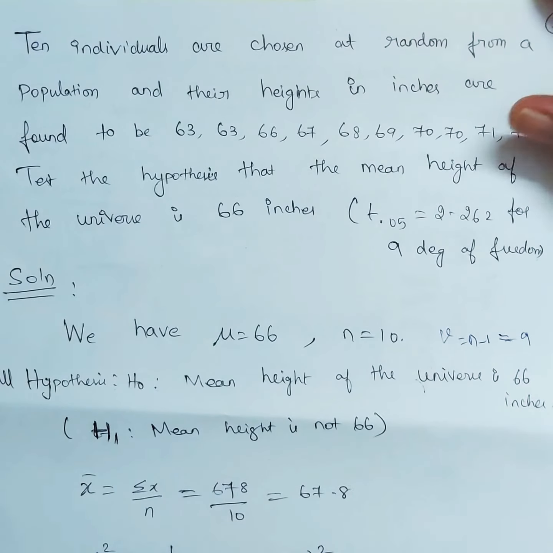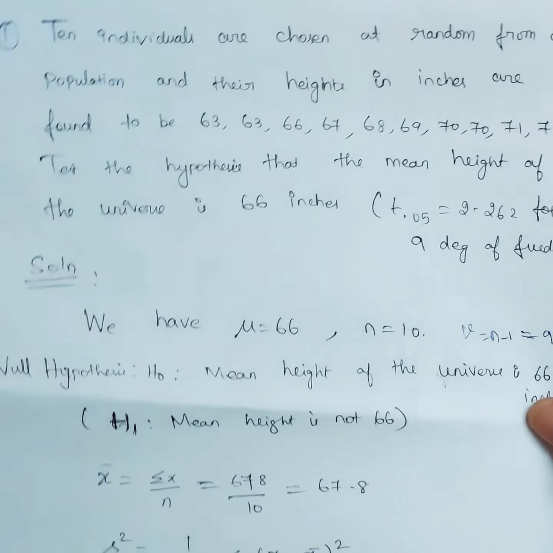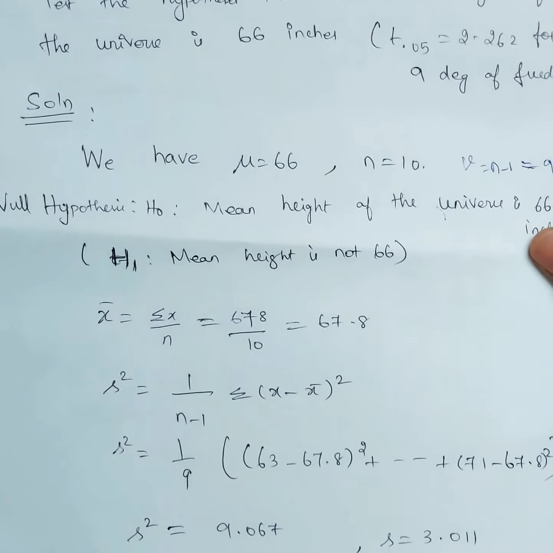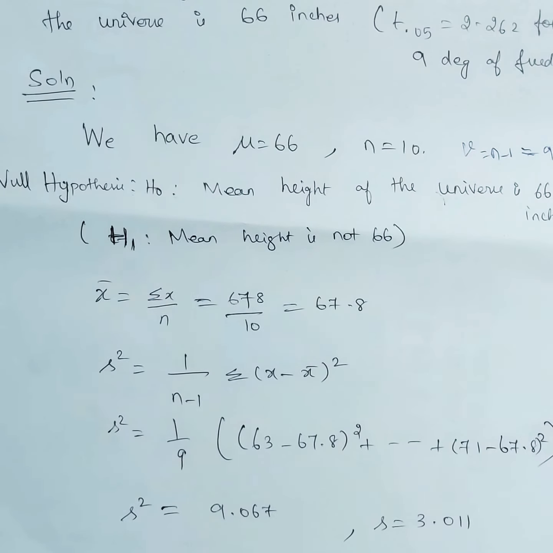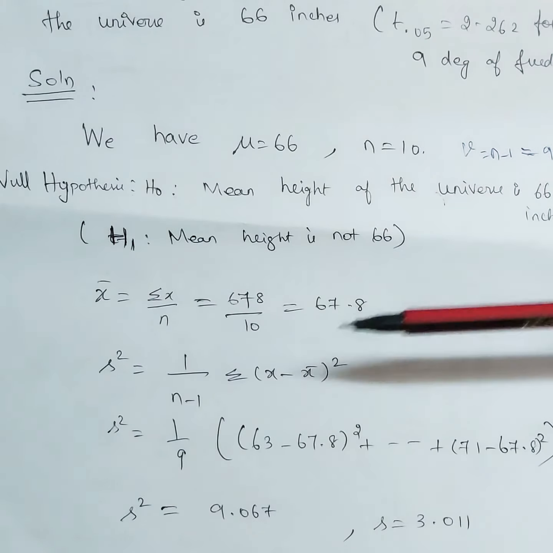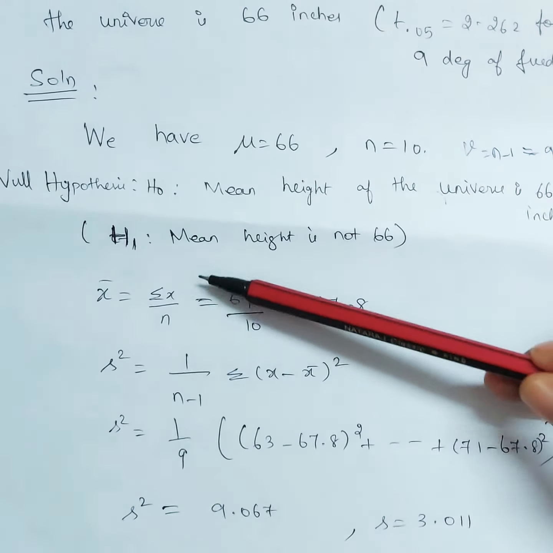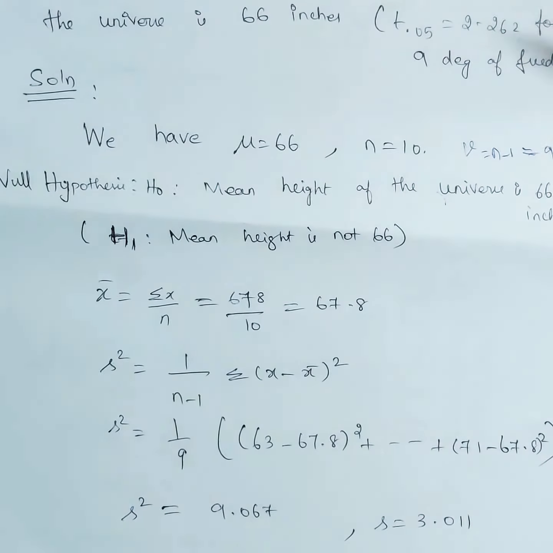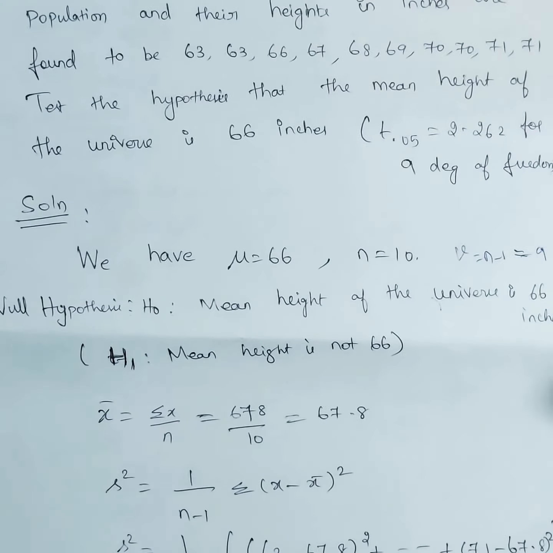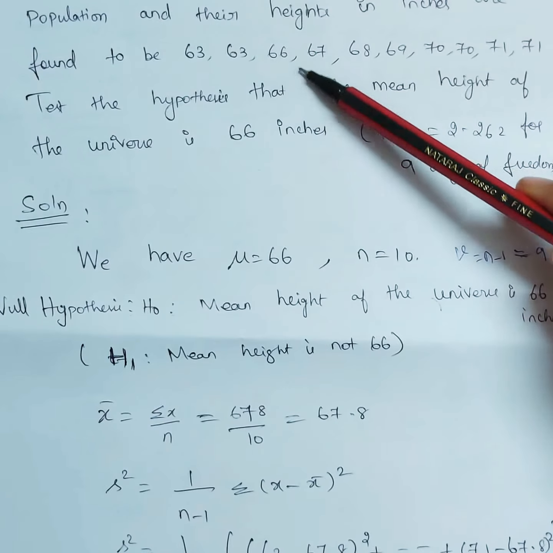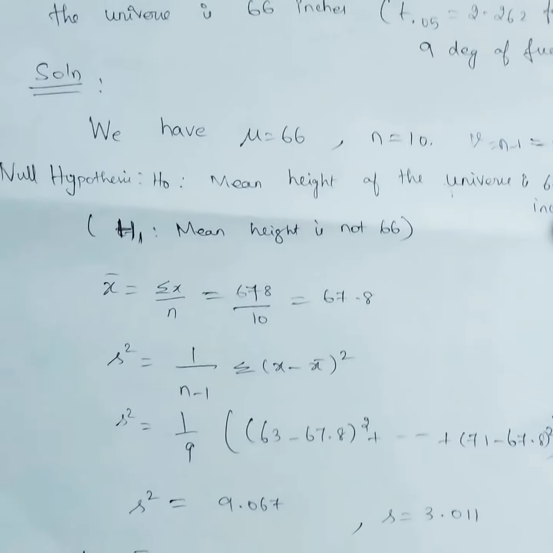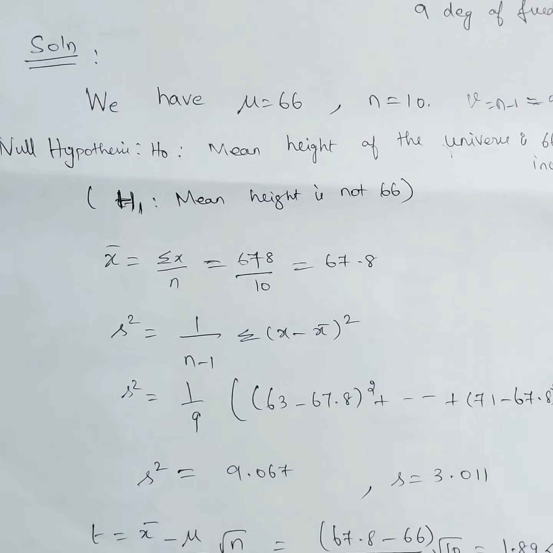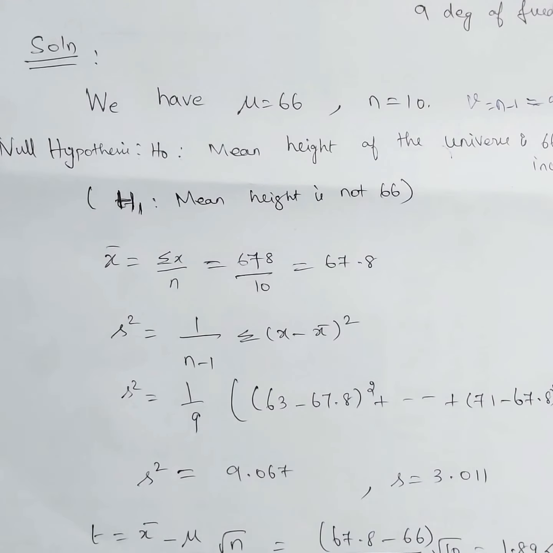What is the alternate hypothesis? The mean height is not 66. First we have to find the mean of the 10 values they have given, x bar. x bar is equal to the summation of all x values by n. So whatever they have given in the question, we add all the values, 63 plus 63 plus 66 plus 67 and so on, and divide by the total number of values to get the mean. So we got 67.8.